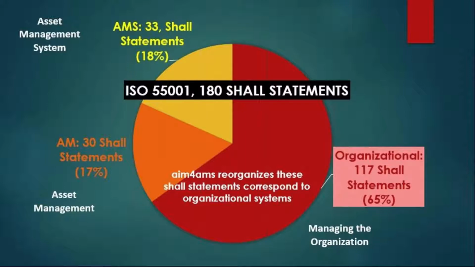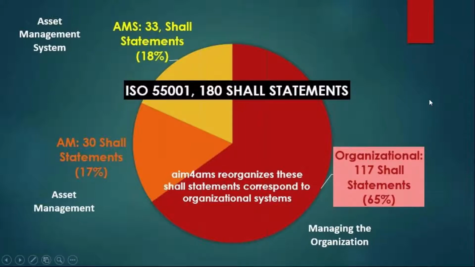So first we looked at those 180 shall statements and broke them into those 3 pie slices you're seeing. So the biggest hunk there, the red ones, there's about 117 of these shall statements are about organizational things that your organization is probably already doing. If you are doing ISO 9001, you're probably doing everything that's in that red section now. But it also includes risk management and other organizational systems that you would have in place typically without even thinking about asset management.